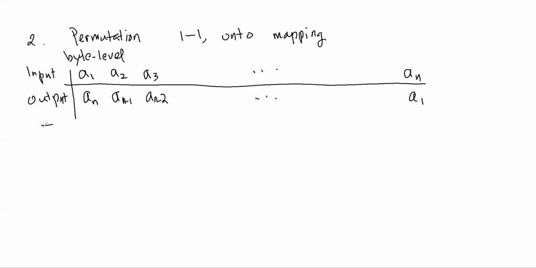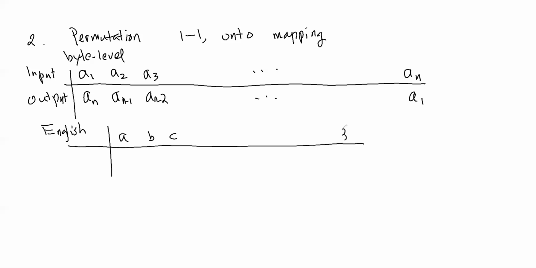So if it's in English, it will be A, B, C, right? So this will be the input up to Z, and then this will be Z, this will be A, so Y, X, right? So that's how you do a permutation. So this is one permutation, but there are many different permutations. Altogether, you have n factorial different permutations.